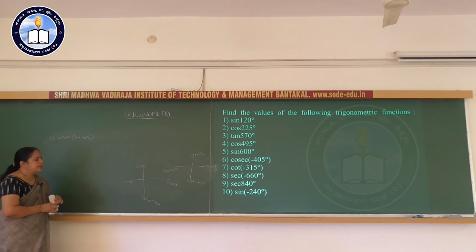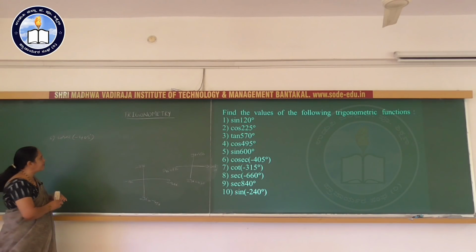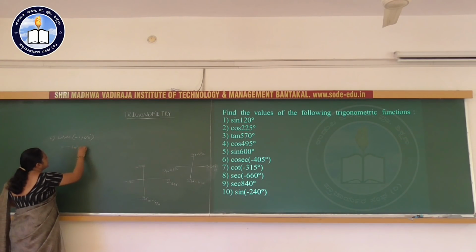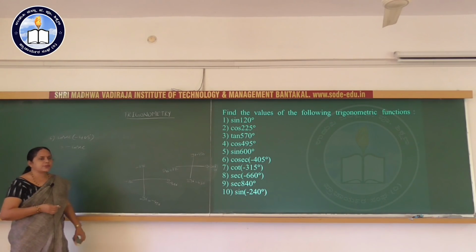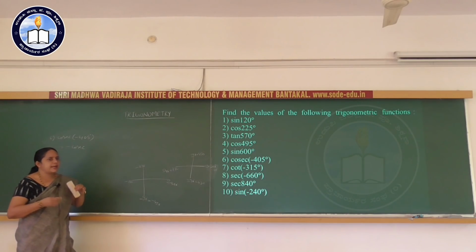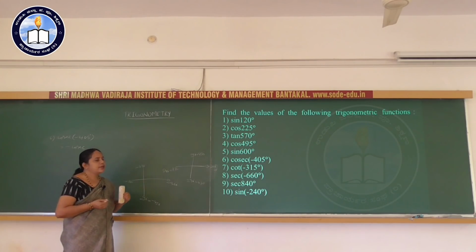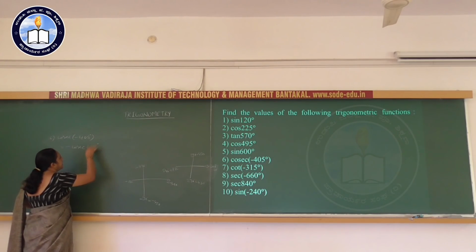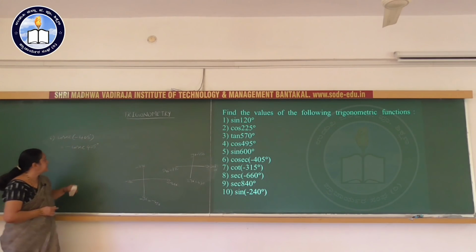The method of finding the value of cosecant of minus 405 degrees is a very easy method. Cosecant of minus theta is equal to minus cosecant theta. In general, sin minus x is equal to minus sin x. So cosecant minus x is equal to minus cosecant x. So write cosecant of minus 405 degrees as minus cosecant 405.